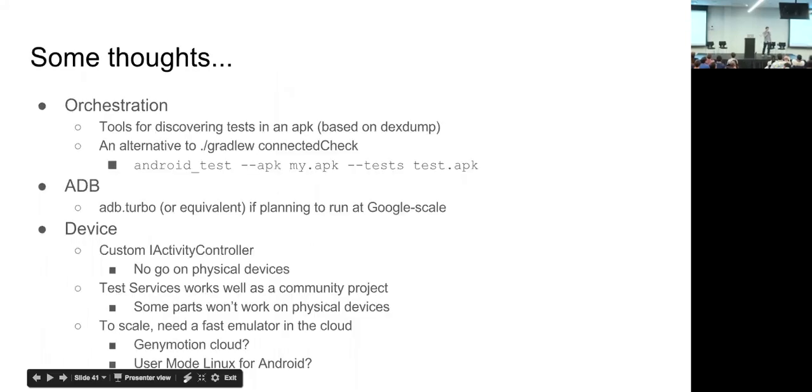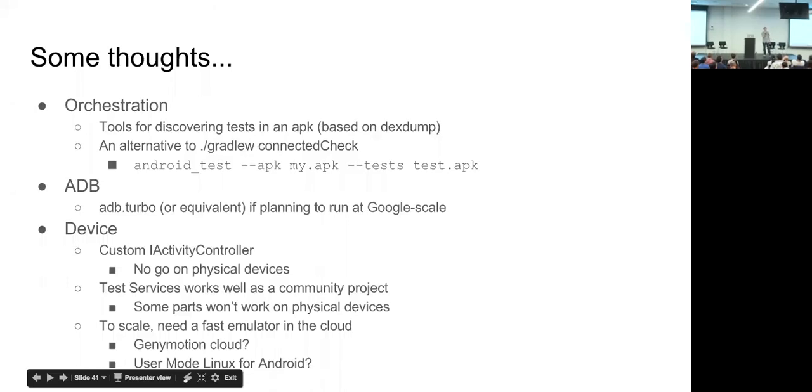I'm quickly running out of time, but I think that there's definitely an opportunity to build tools around this. And I think we can just do it incrementally in small steps. For orchestration, we need to write some tools that actually discover what tests you have in an APK based on dex dump. And we need some kind of a simple alternative to Gradle W that will just take your two APKs and run the tests. Maybe not all companies will need this. I think ADB actually does a reasonably okay job, but eventually you'll probably run into problems with it and you'll need to have something better.